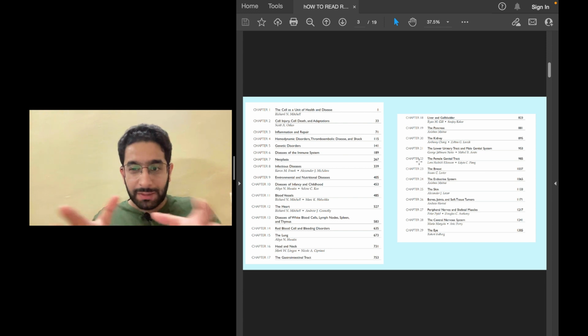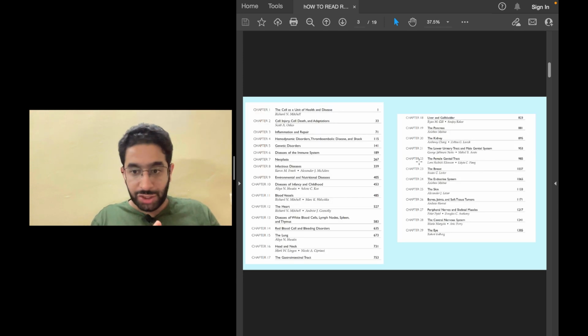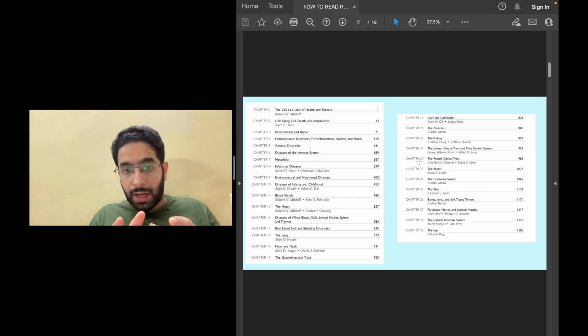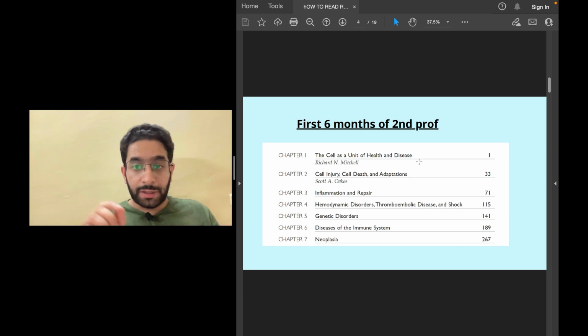Now, if you look at this book, it's quite a big book. It has got so many chapters, 29 different chapters in this Robbins edition. So what I want you to understand is that in the first 6 months of your second prof, you should read the first 7 chapters of this book. I understand that you have finished your first prof MBBS exam, you want to roam around, you don't want to read at all, but trust me, it will help you a lot if you cover these 7 chapters in the first 6 months of second prof.